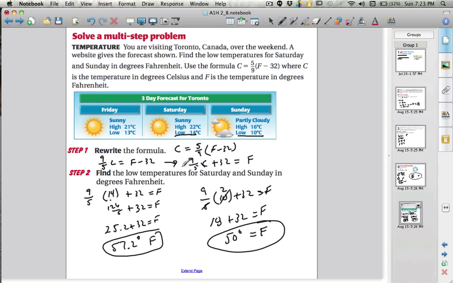Okay, and that's working with formulas. We can solve them for any variable, the same as with any other type of equation. And that's it for our Chapter 2 lessons.